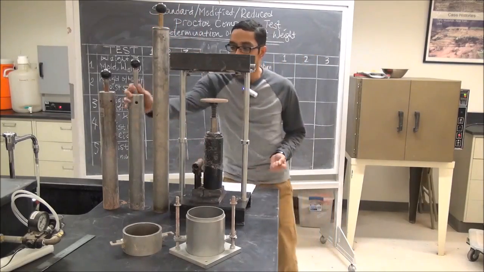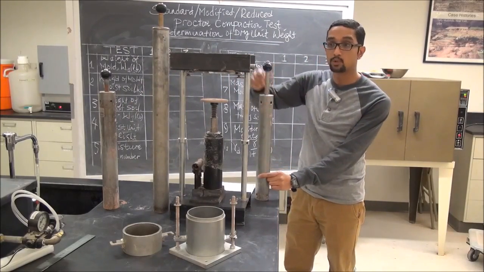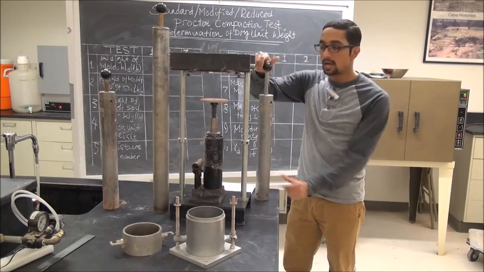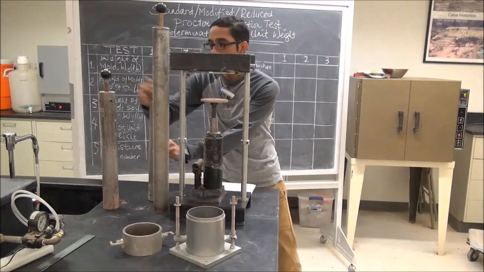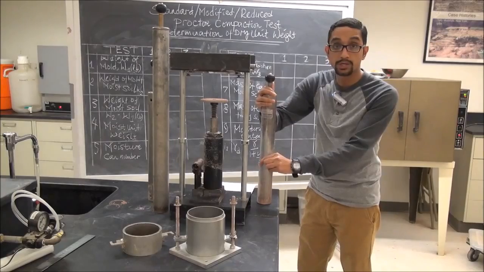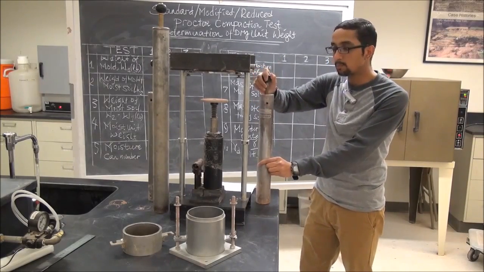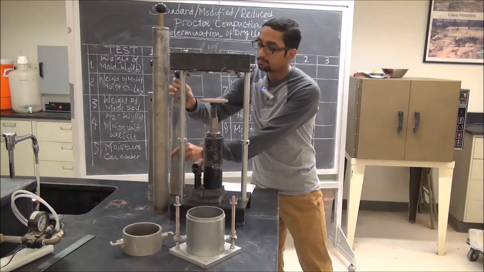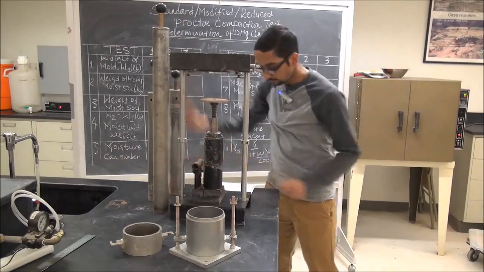Similarly, for the standard, we'll be using a 5.5 pounds hammer falling from 12 inches high, and we'll compact the soil in 3 equal layers, and the number of blows is again 25. Similarly, for the reduced test, we'll be using again a 5.5 pounds hammer falling from 12 inches high. We'll compact the soil in 3 equal layers, and the number of blows in this case is just 15. So as you can imagine, the density changes from modified to standard to reduced.